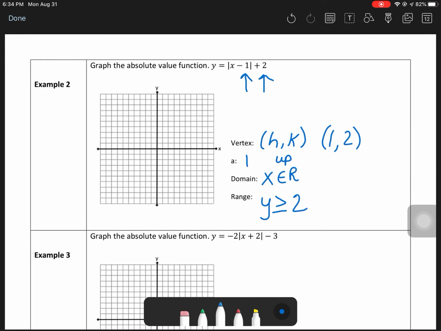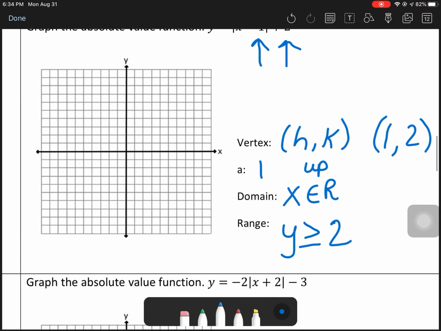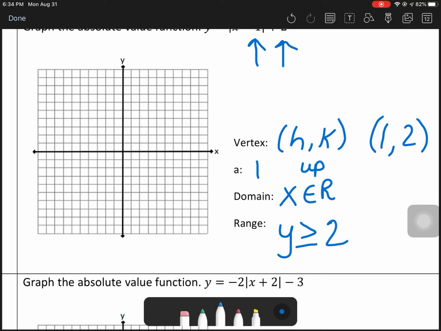So when we graph this function, the first thing that we want to do is to put our vertex on our graph. If our vertex is at (1, 2), remember we start at the origin and we go 1 to the right and 2 up, and that's our vertex. Now here's the cool part. We're going to use the a value to do the slope. So remember, our slope is rise over run. Well, there isn't a denominator, but we always know that it's over 1 if it's a whole number. So we're going to rise 1 and we're going to run 1. Up 1 and over 1.